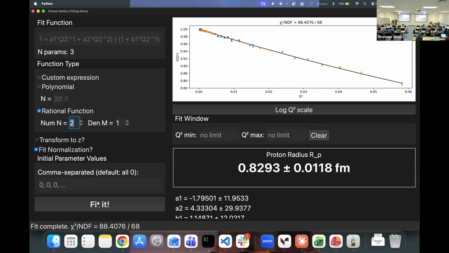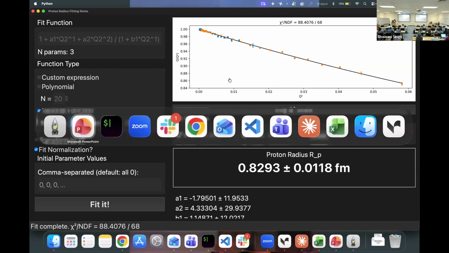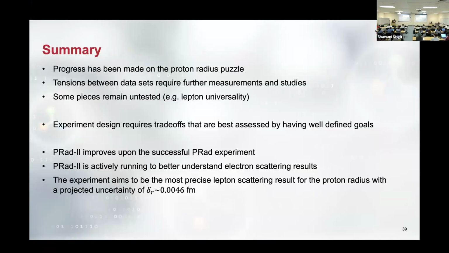So we've gone through a whole bunch of fitting, and I am over time. So let's go back to the summary. Okay, cool. Progress has been made on the proton radius puzzle. Tensions between the data sets are still there. We need to take more data to better understand this. Some pieces are untested, and I say untested loosely. There are people actively working on it at MUSE and other places. We just don't have results.